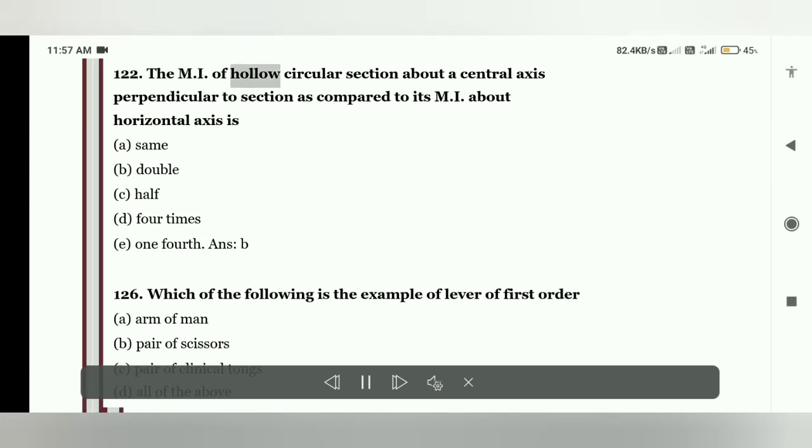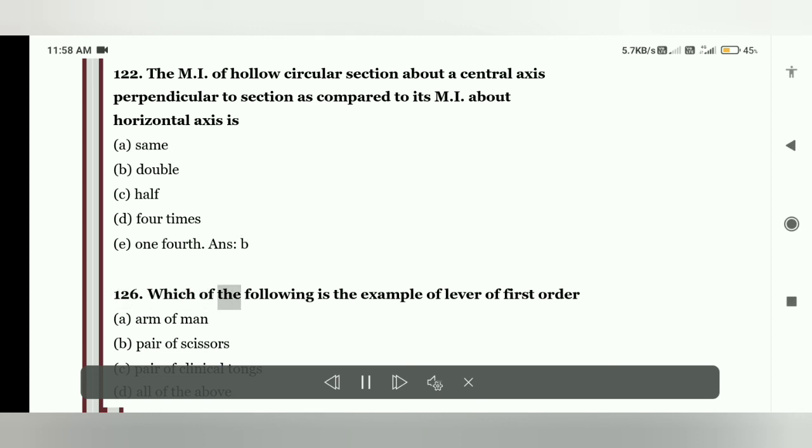The MI of a hollow circular section about a central axis perpendicular to the section, as compared to its MI about horizontal axes, is: same, double, half, 4 times, 1/4. Answer B.